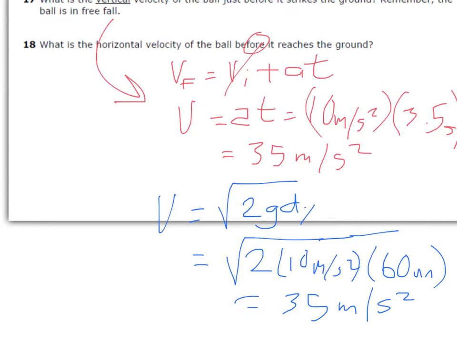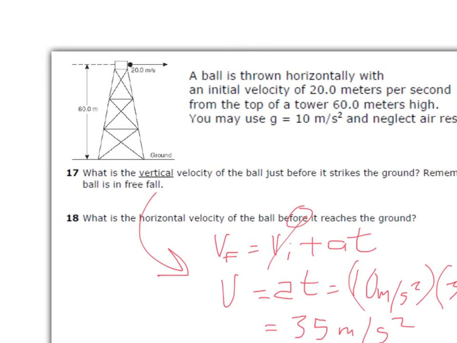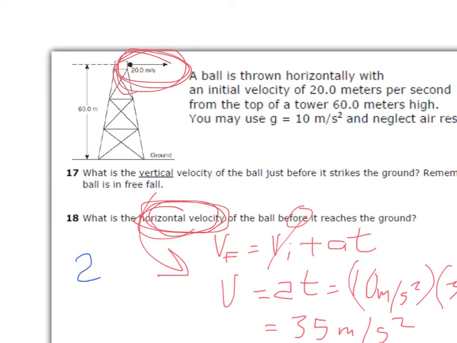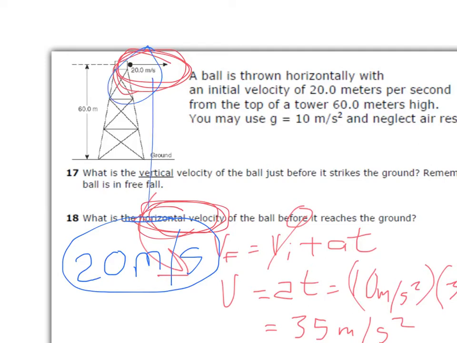The second question says, what is the horizontal velocity of the ball before it reaches the ground? And this is important right here, the horizontal velocity. Okay, so pay attention to that word. Horizontal velocity, that's this velocity right here, 20 meters per second. Well, horizontal velocity is unaffected by gravity. So the horizontal velocity is constant, and it remains 20 meters per second all the time. There are no changes. So this velocity stays the same. There's no calculation involved.